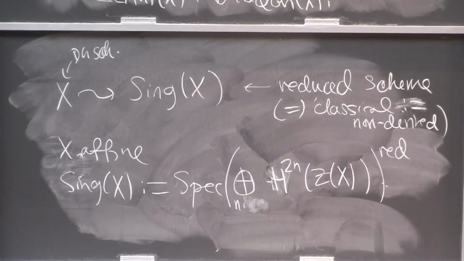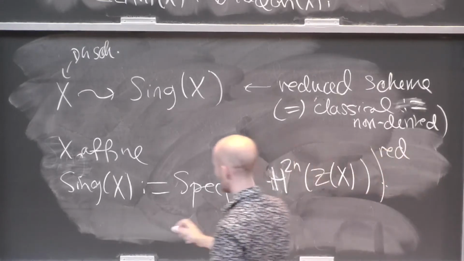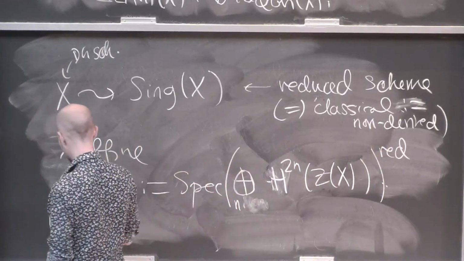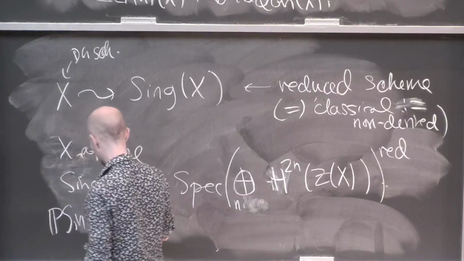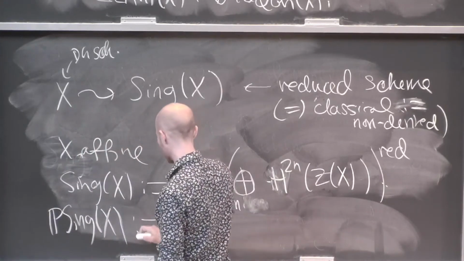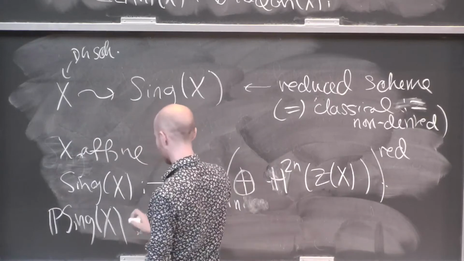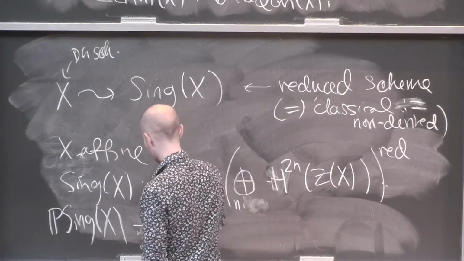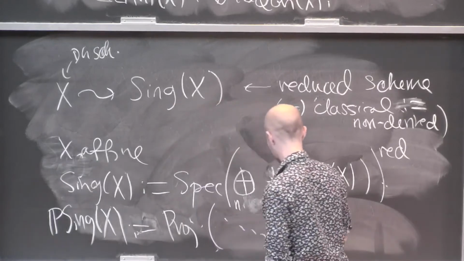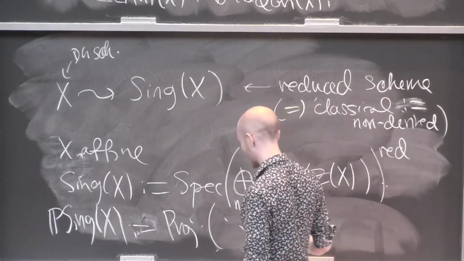Let me give one other piece of notation really quickly. This is a graded algebra, and so it makes sense to take the projectivization of this too. So P sing of X is going to be the usual thing: Proj of this algebra. Again, reduced.